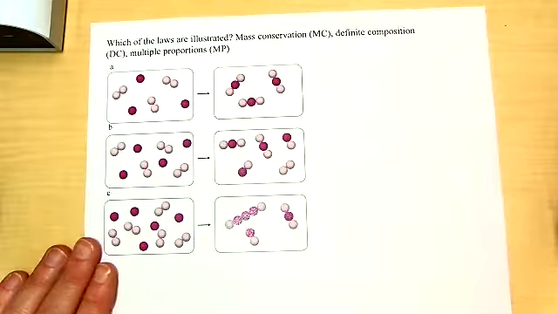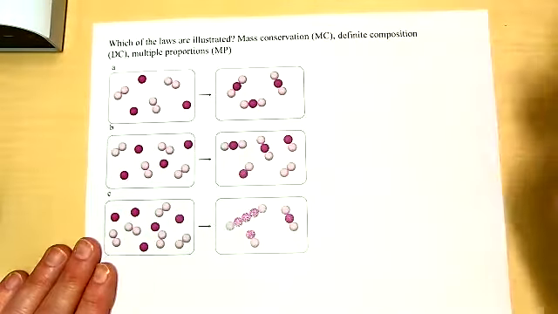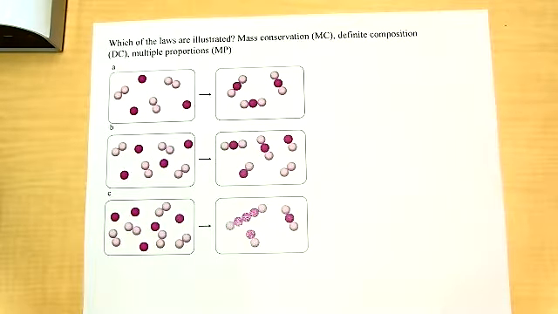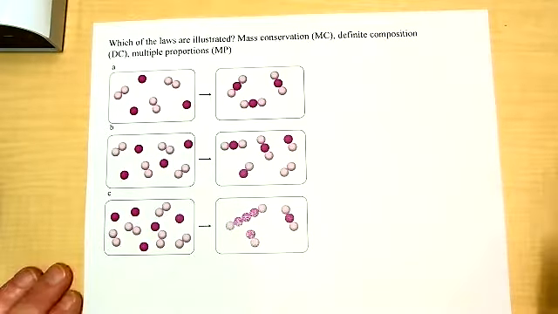All right, so first we need to really know what each of these different laws are. The law of mass conservation basically states that the mass of a mixture of elements before a reaction takes place should be the same as the mass of those elements after a reaction takes place.